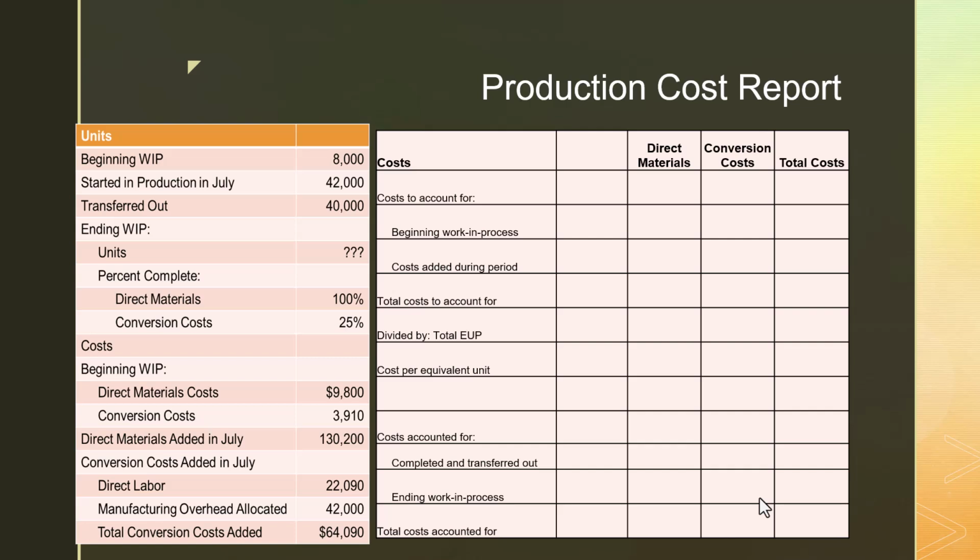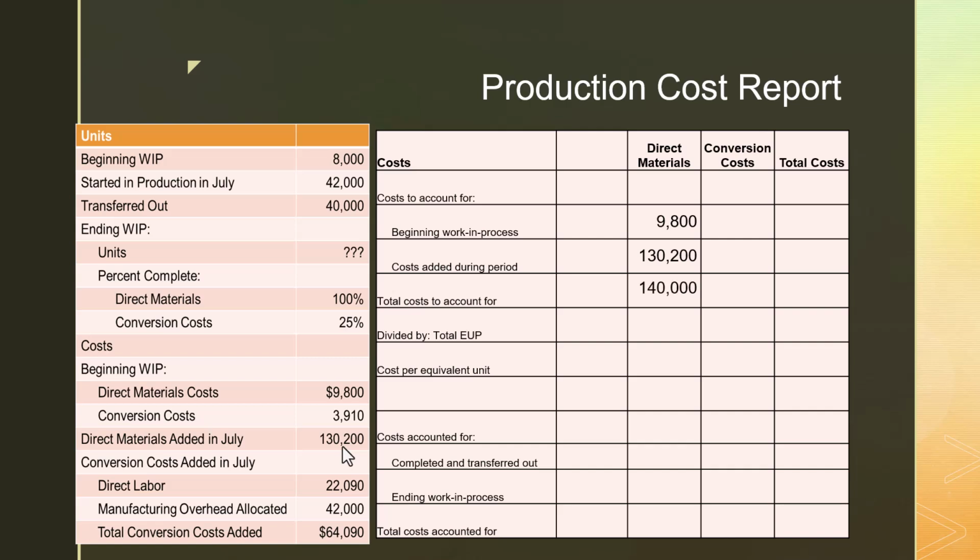Now we're in the cost section. So we're not talking about the quantity of cases of peanuts that we have, but the actual cost that went into preparing those peanuts. Well, our beginning WIP for direct materials already had $9,800 worth of costs committed to it. And then our information tells us that during this month of July, we spent another $130,200 to acquire raw peanuts, which were to be prepared and made into properly prepared peanuts. So all in all, that's $140,000.